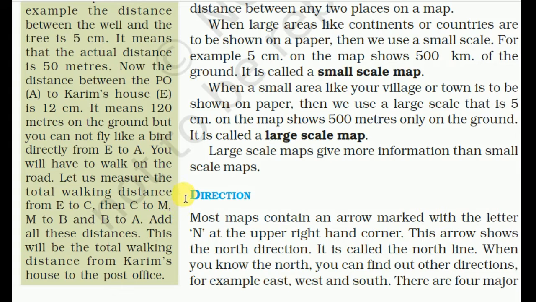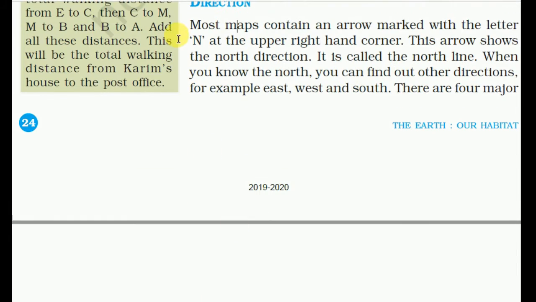Directions. This is the second component of maps: direction. Most maps contain an arrow mark with the letter N at the upper right hand corner. This arrow shows the north direction, letter N. It is called the north line.